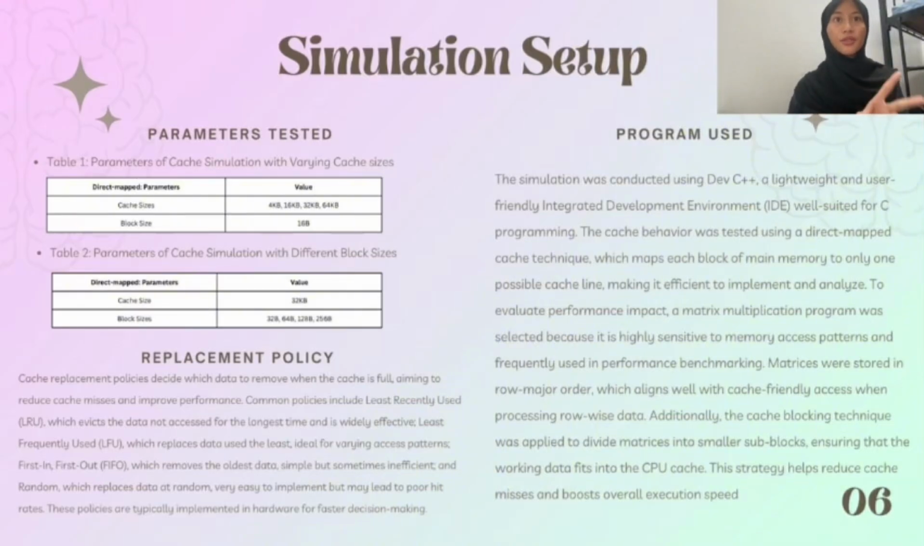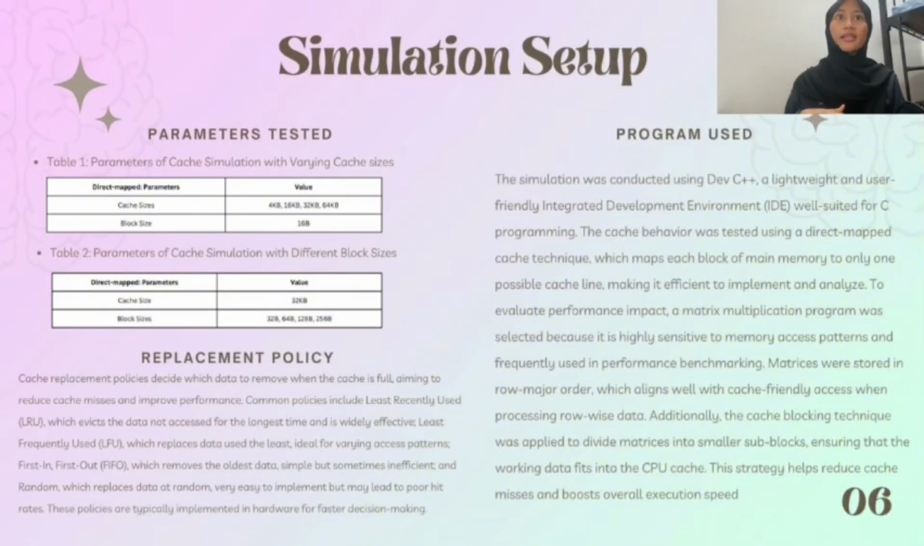Then, in Table 2, we varied the block size using the values of 32 bytes, 64 bytes, 128 bytes, and 256 bytes. These combinations allow us to observe how changing either the cache capacity or block size affects cache performance, including hit rate and transmission time.